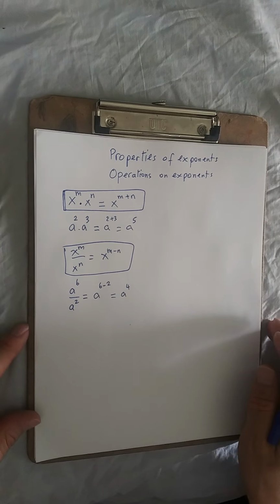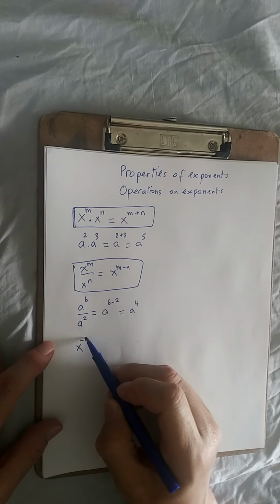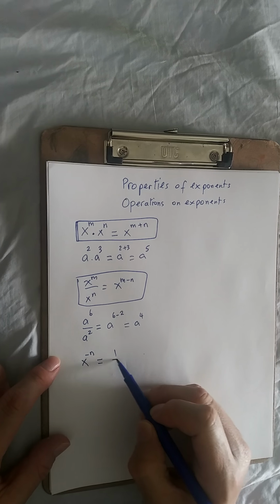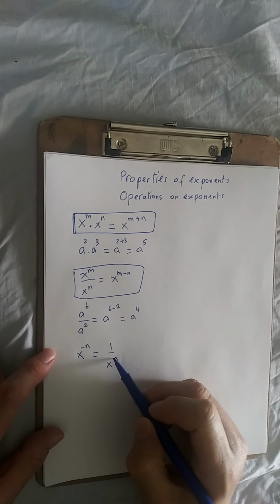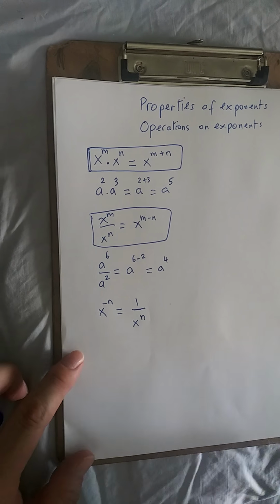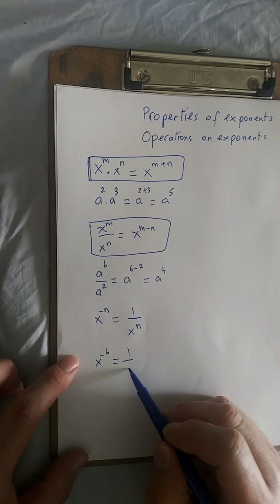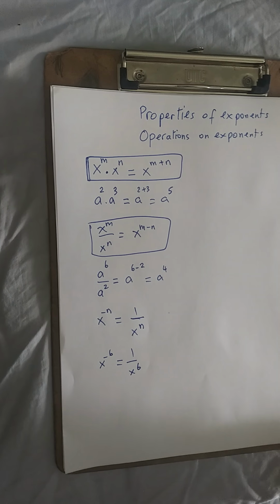The next property is x to the power negative n. It's the same as 1 over x to the power n with a positive exponent. So for example, x to the power minus 6 is the same as 1 over x to the power 6.